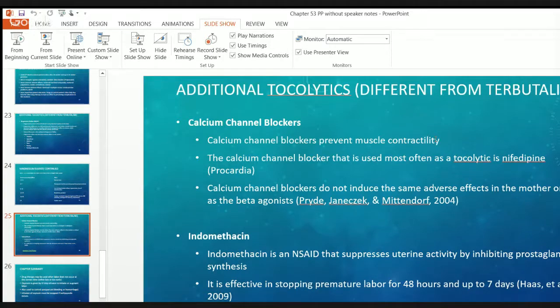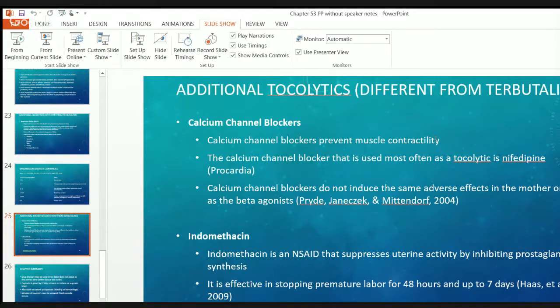And then when we look at the indomethacin that we touched on a little bit earlier, it is an NSAID, which typically women don't get a lot of when they're pregnant. They're typically not told to take ibuprofen. They're typically told they can take things like Tylenol, and still not excessive amounts of it. But this is an NSAID, and it's used to suppress uterine activity.